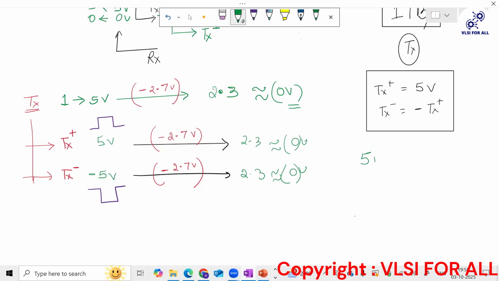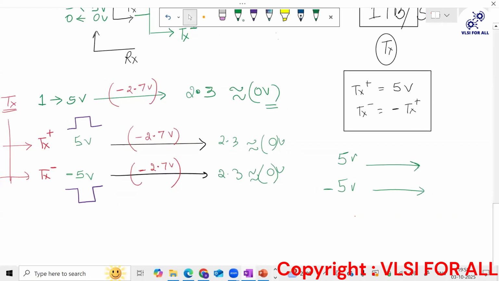I mean, there is no superimpose. So if you are transferring 5 volt and minus 5 volt, how will you calculate the final output? You should do (tx plus minus of tx minus) divided by 2. In this case, it will become 5 minus of minus 5 divided by 2, which is 10 divided by 2. It will become 5, which will be considered as 1. This is the no superimpose or no noise case.